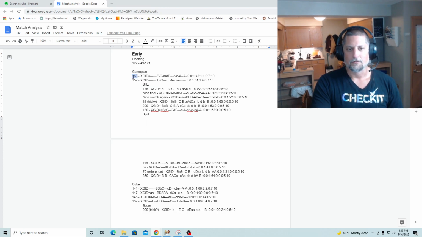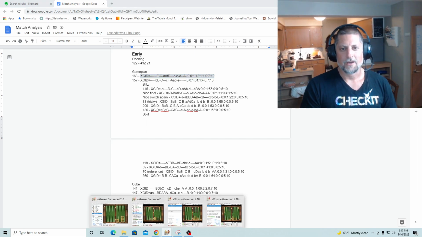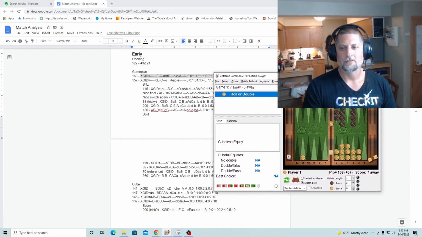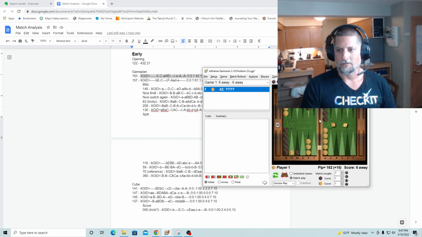But I think bringing in the equity that you lost on the play, and then the play, so you can look at it, is quite helpful. If you haven't seen this before, this is the Extreme Gammon ID. If I copy that with Control-C, and then bring over an instance of Extreme Gammon and Control-Paste it, it's going to put that position into Extreme Gammon for me.